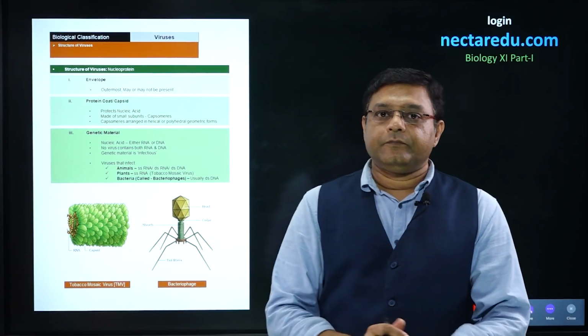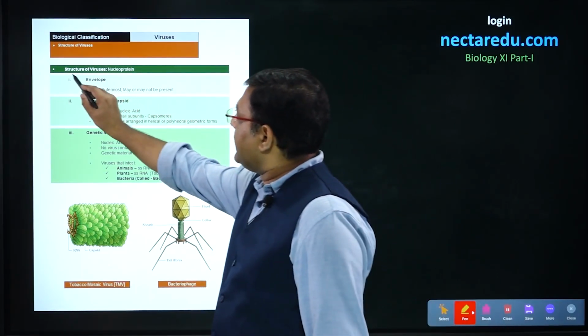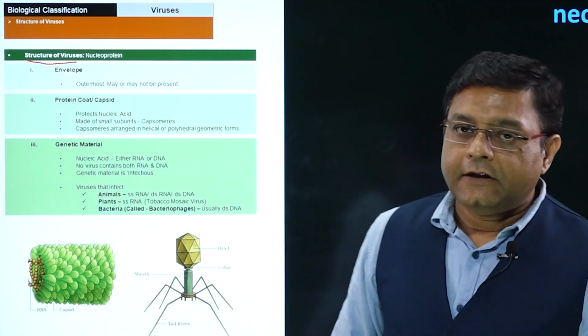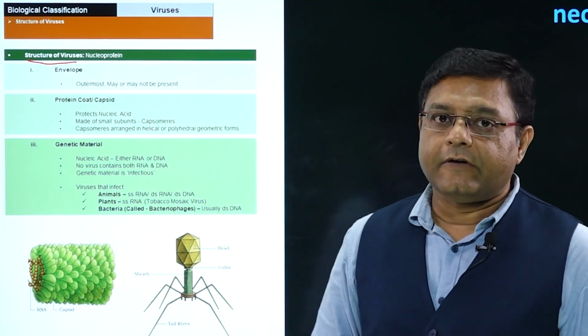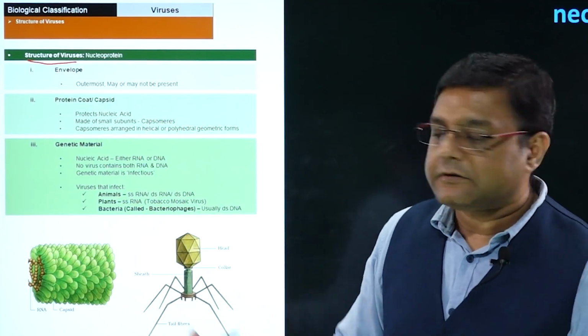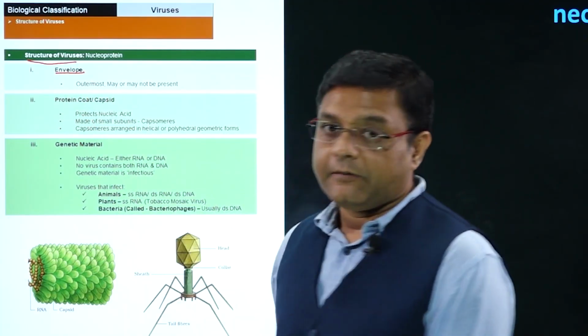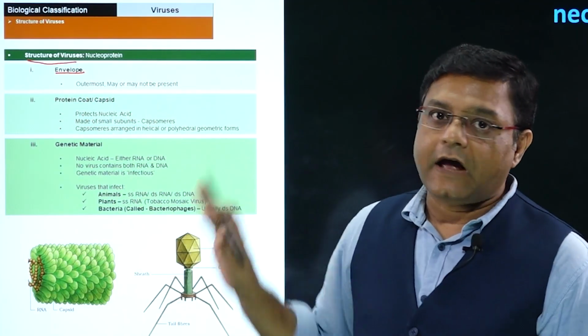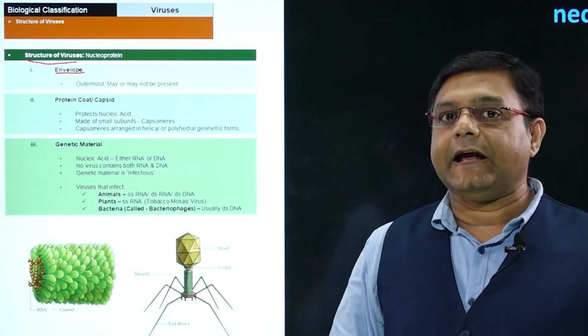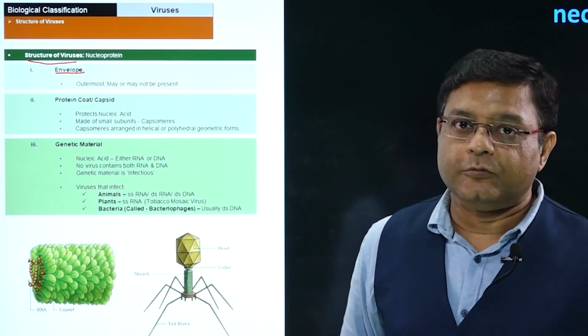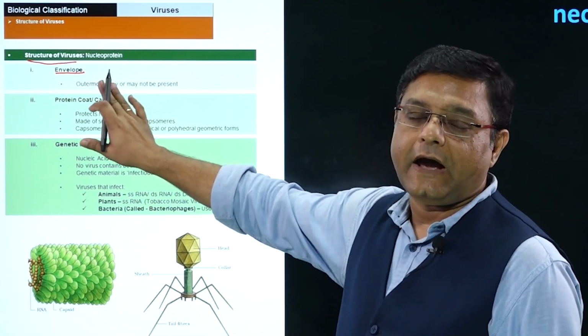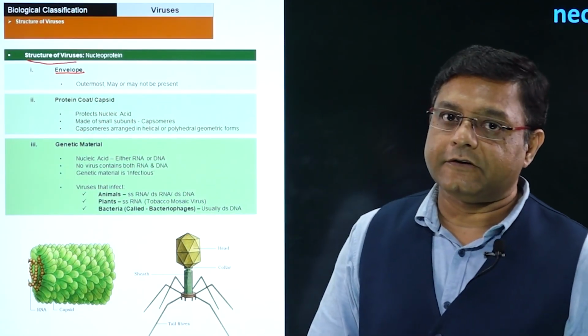In this particular video, we will look into the structure of viruses. Now, if we talk about the structure of viruses, it can have three parts. The first part is the envelope. This envelope is the outermost part, but it can be present and it can also be absent. So, it is not essential to have envelope in the case of viruses.